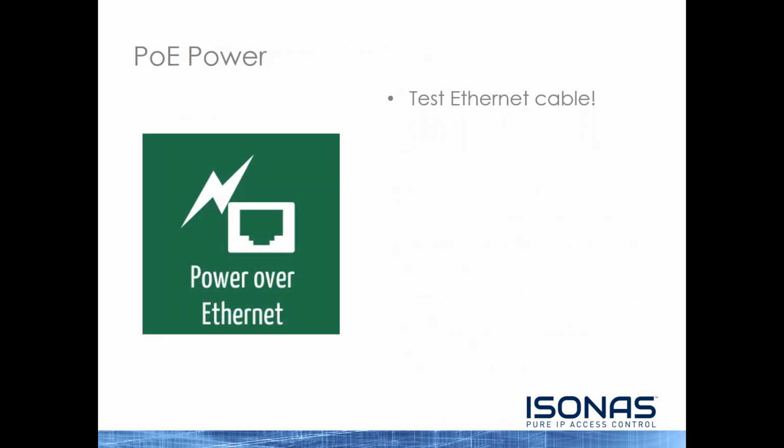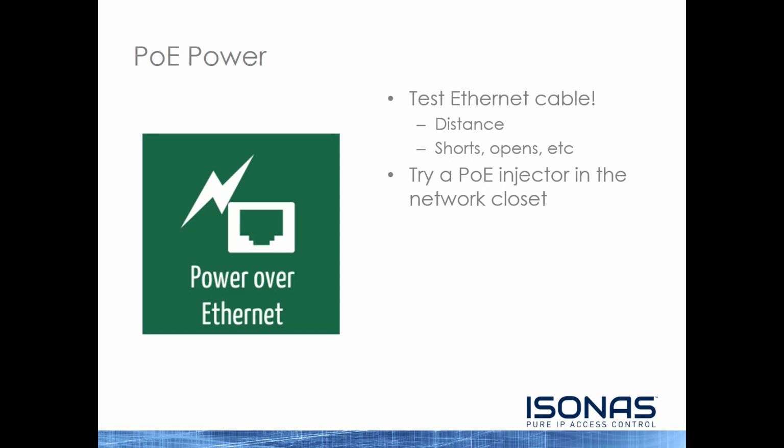PoE power, test your Ethernet cable, make sure all your pairs are good. Check your distance. The PoE spec is 100 meters, and you can push it further sometimes with good cable or Cat6 because it's a little thicker gauge, but check your distance. Look for shorts or opens, obviously. Also watch out for old cable that's being reused. That old cable can severely shorten your distance. Try a PoE injector in the network closet.